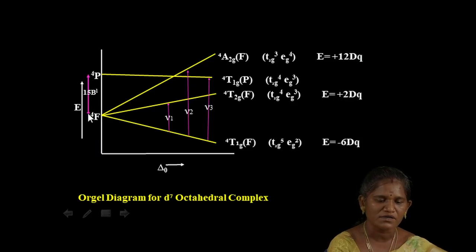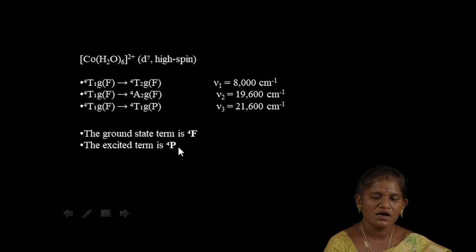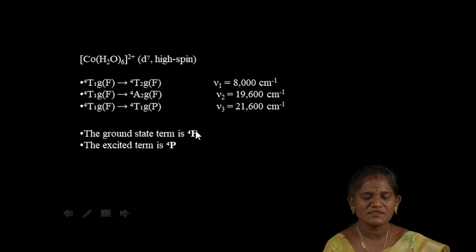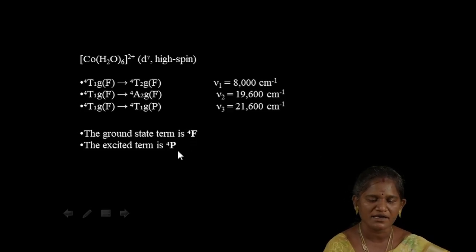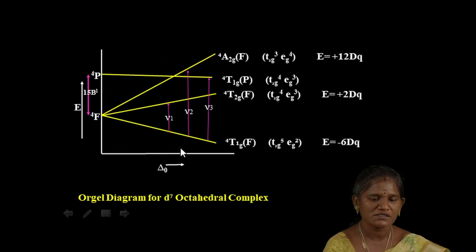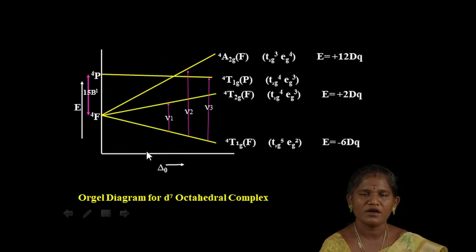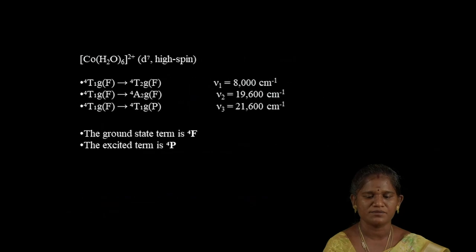The same spin multiplicity 4 also exists in the excited state term 4P. So this is an example for a d7 octahedral system.